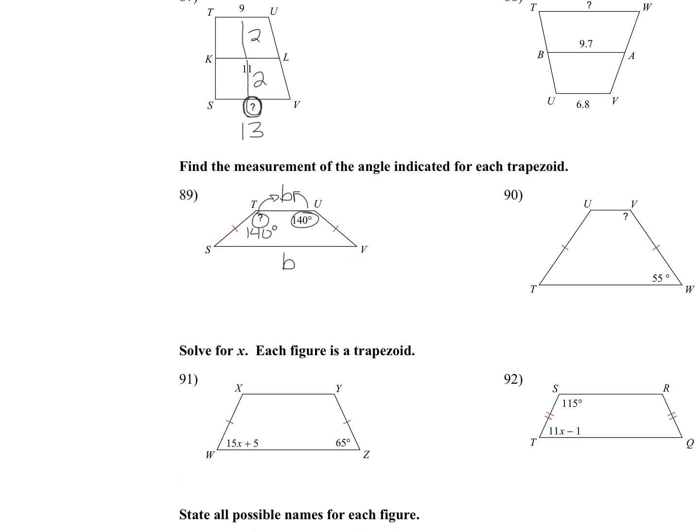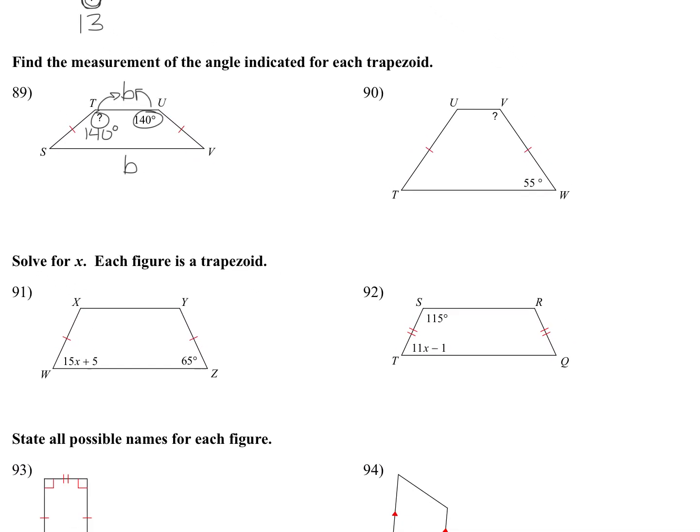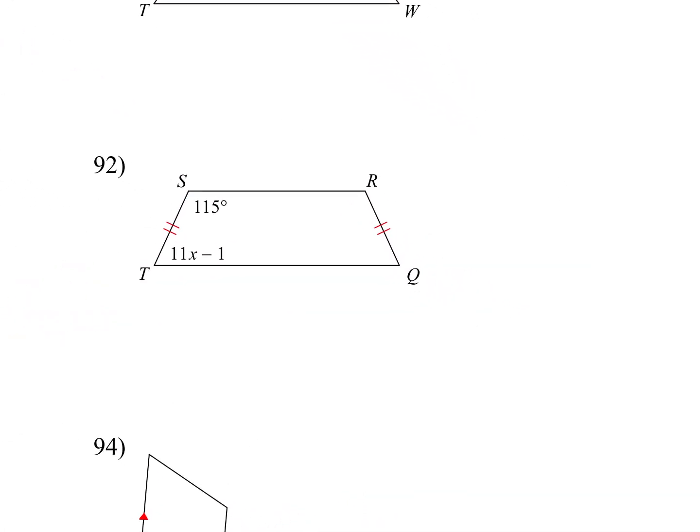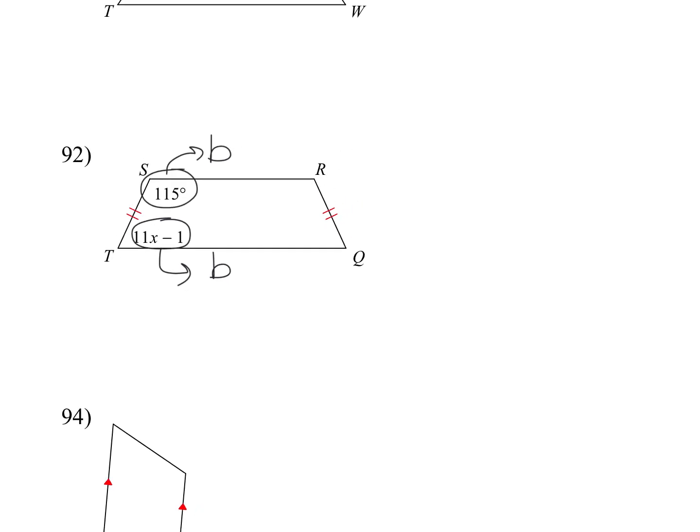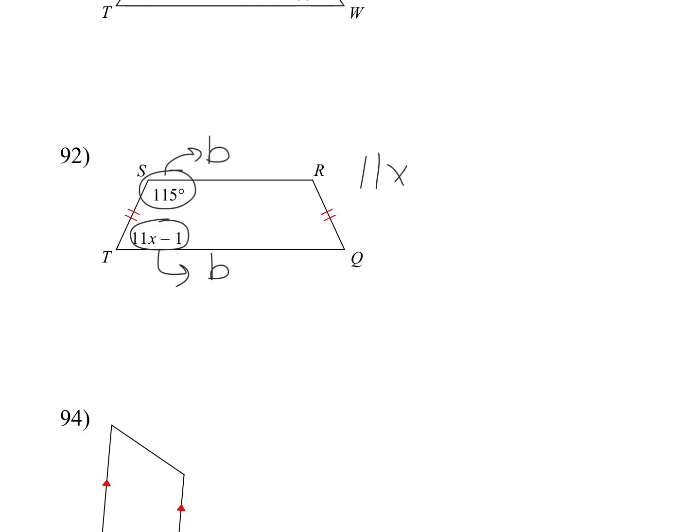And now I want to look at number 92. Label your bases, base 1, base 2. What do we know about these angles that are given? They add up to 180. They're not the same, right? Because 115 goes with base 1, 11x minus 1 goes with base 2. So you know they're different. They add up to 180. So we have 11x minus 1 plus 115 equal to 180.